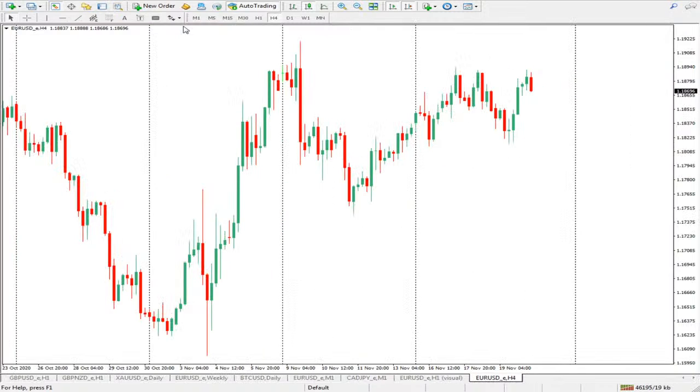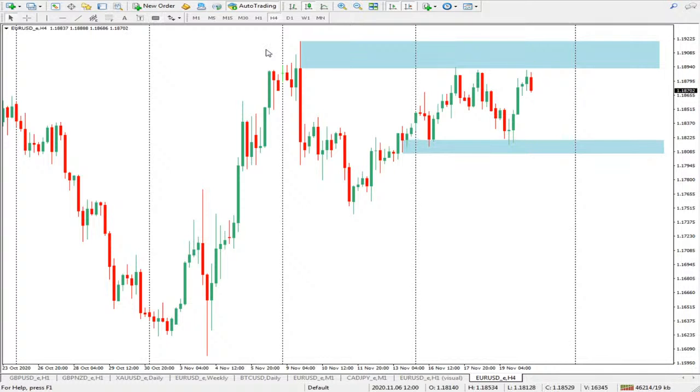Our Euro USD is a sell. We are bouncing from a major resistance level. We have a resistance zone here. We have another zone here. And we have a support here.